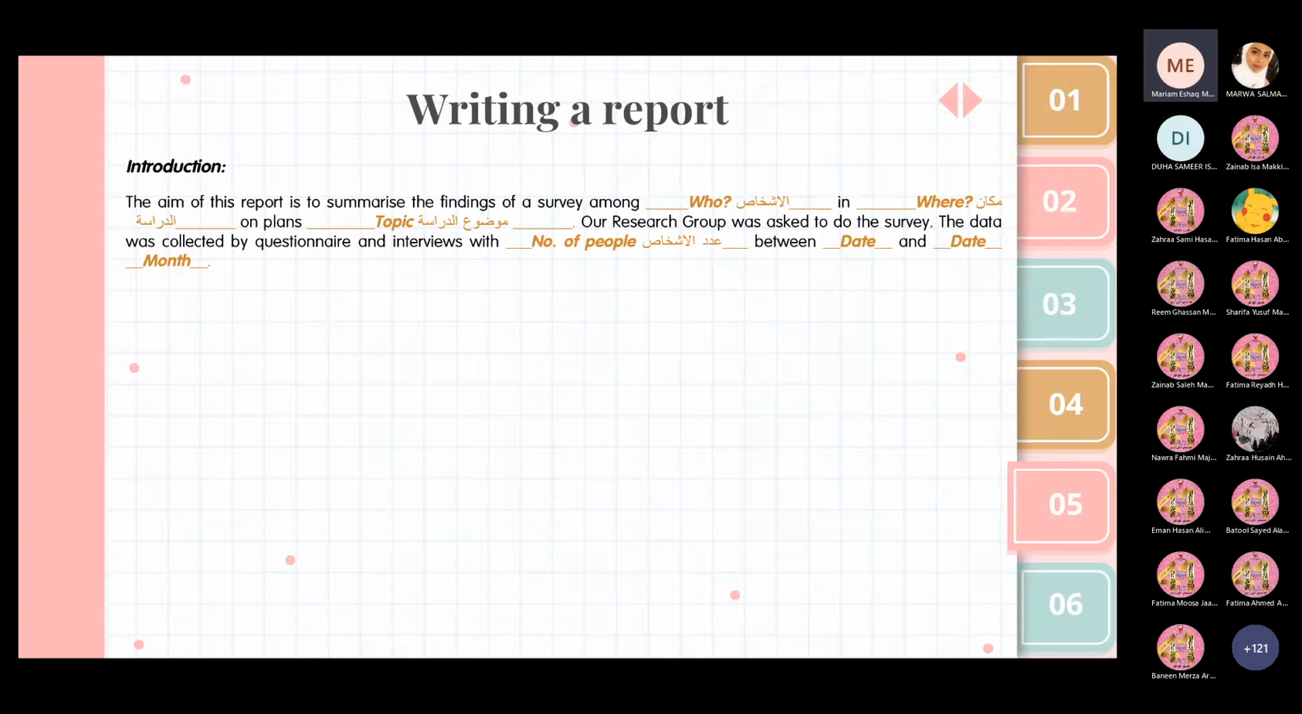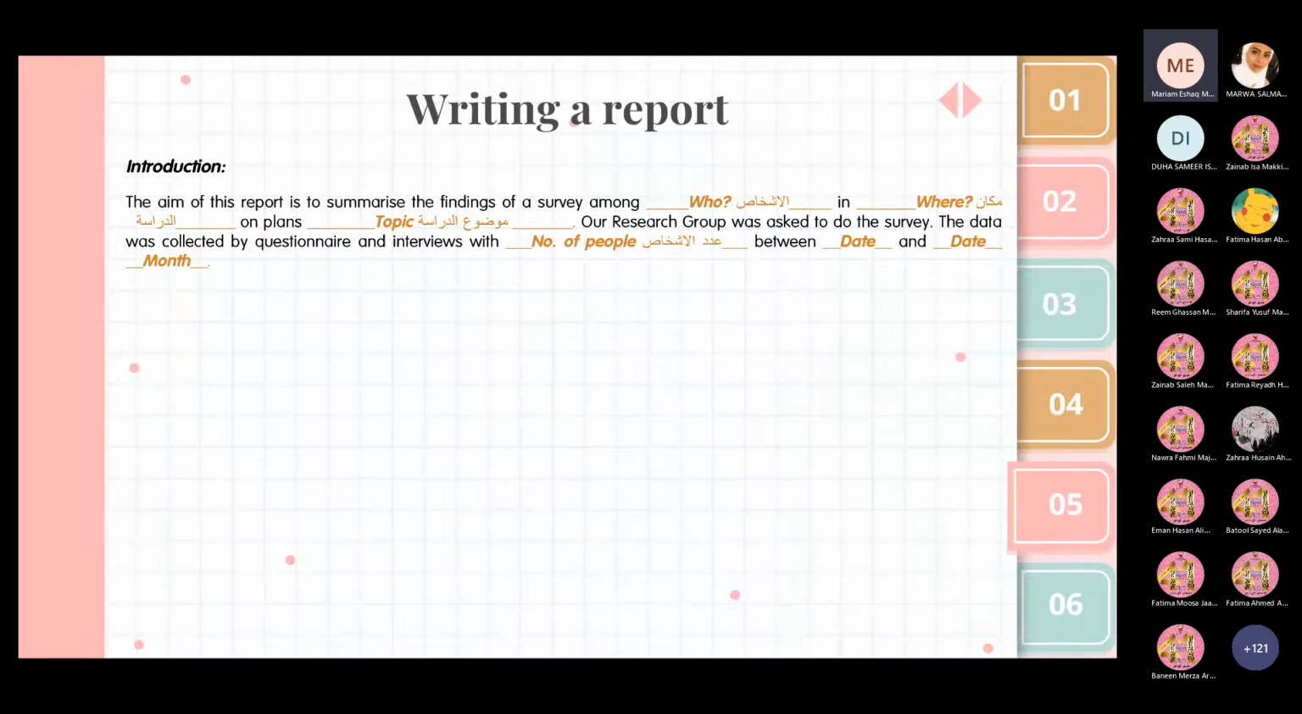The data was collected by questionnaire and interviews with. Then you're going to write the number of people that took the questionnaire. So if it's like 500 people, we're going to write 500 people. If it's 70 people, depending on the question again. So you go back to the question and look how many people have taken this questionnaire. It says in the question 500 local people interviewed. So we're going to write with 500 local people between, and then you're going to write the dates.